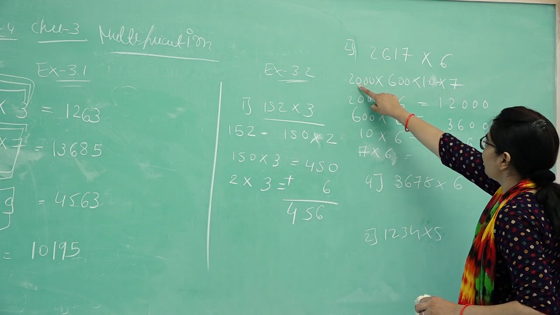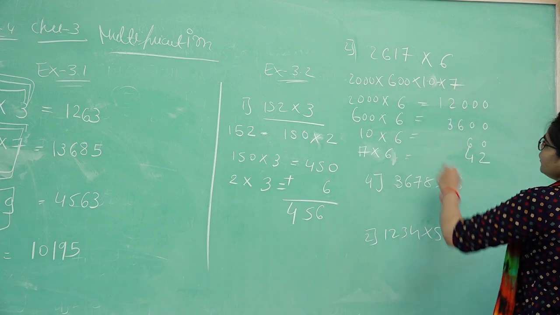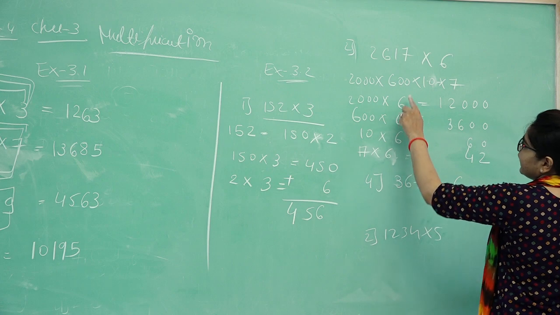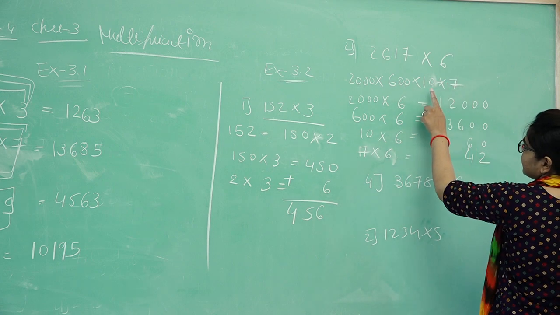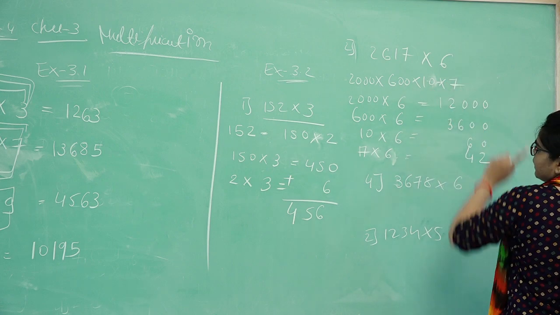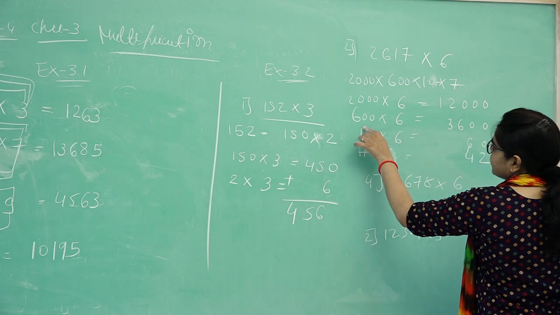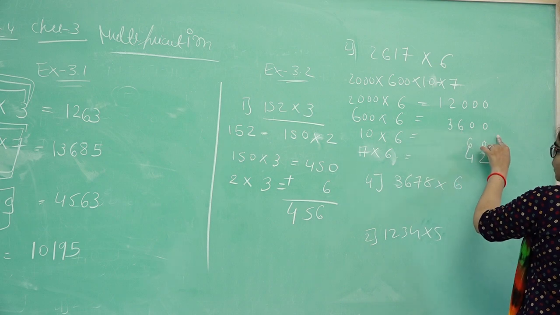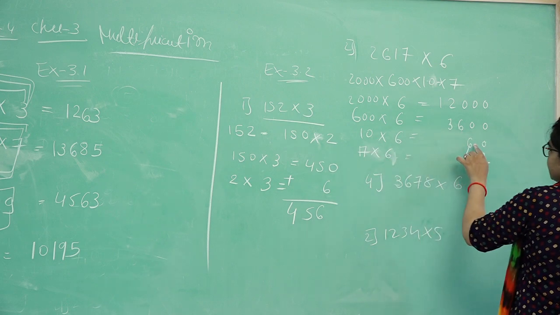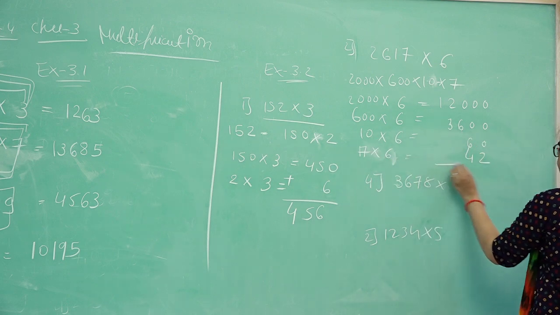Okay, 2000 into which number? 6. Okay, 600 into 6, 10 into 6 and 7 into 6. 2000 into 6 means 12,000. 600 into 6 means 3600. 10 into 6 means 60 and 6 7s are 42.